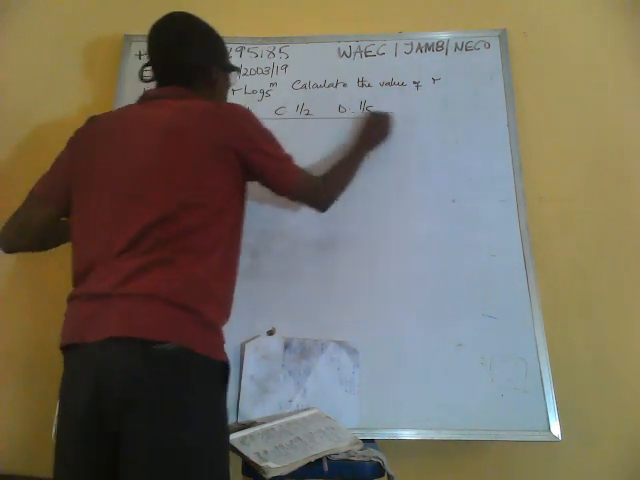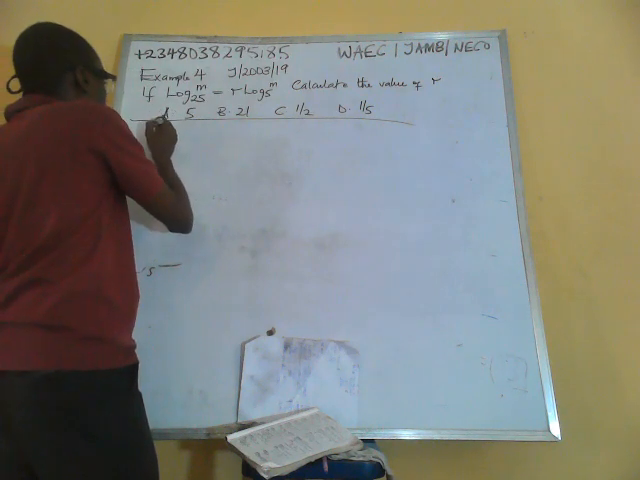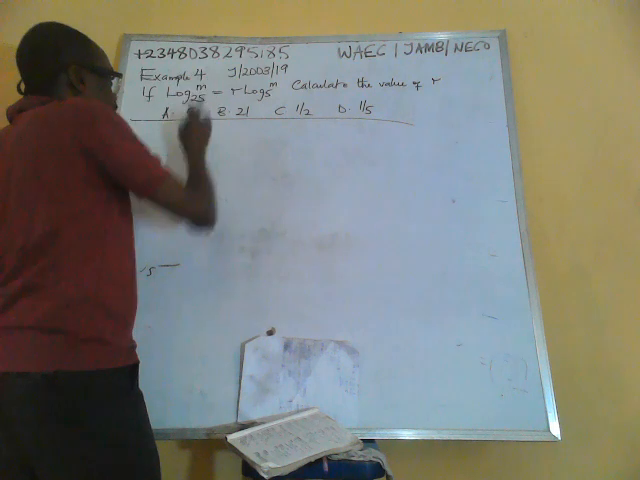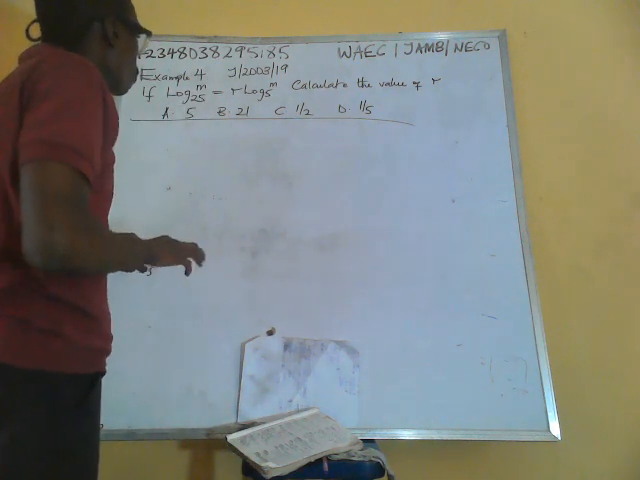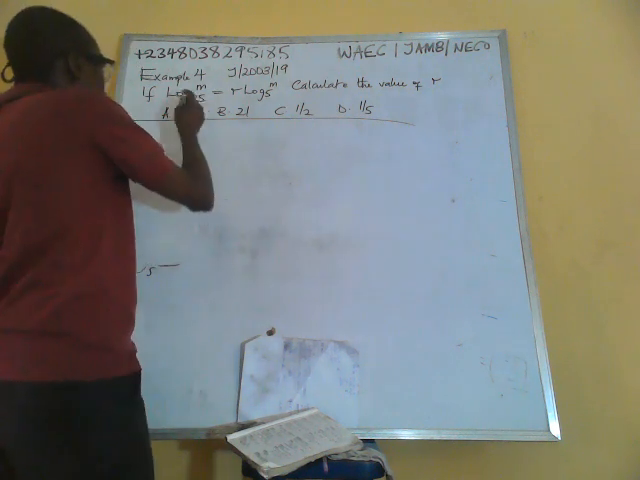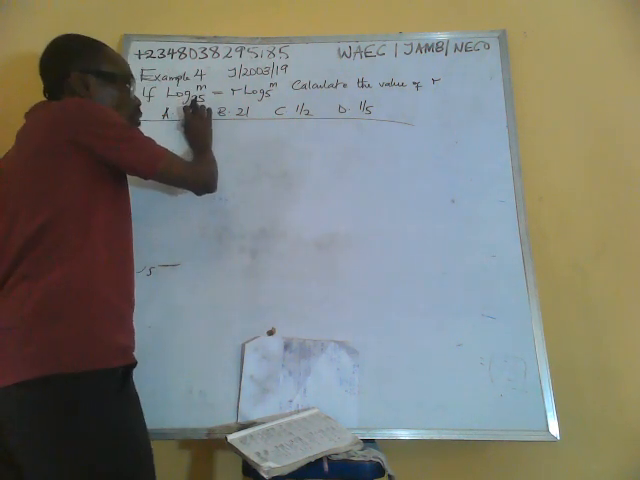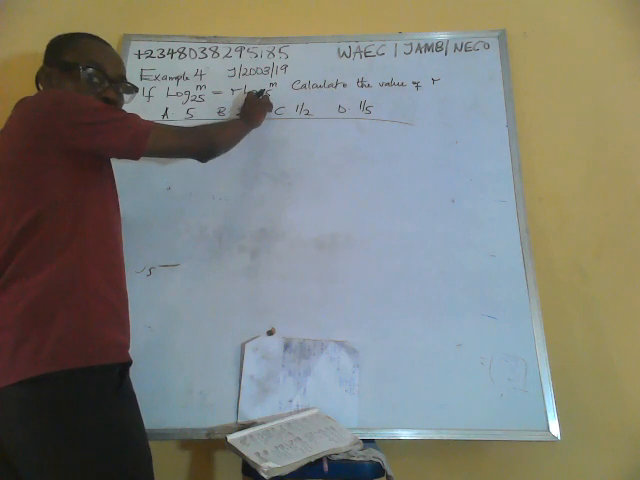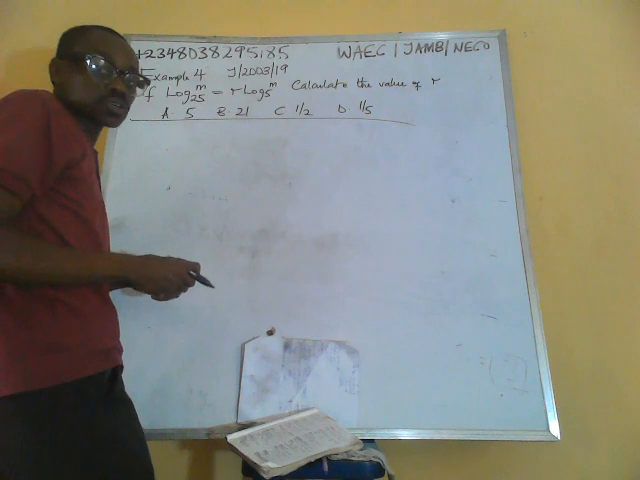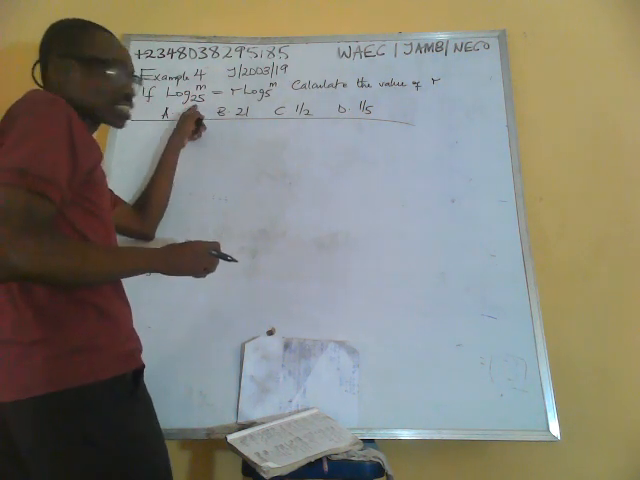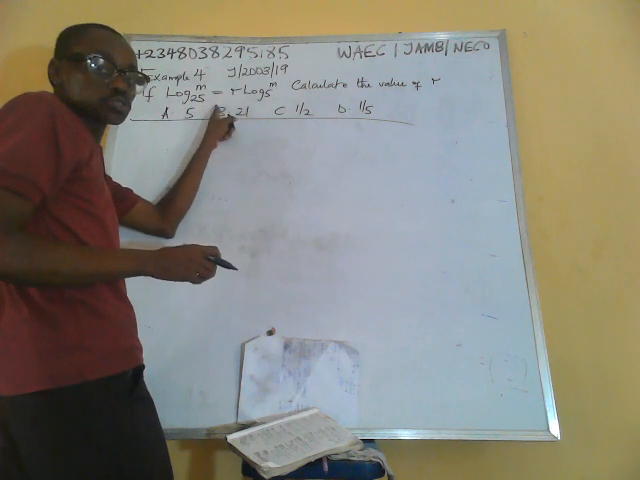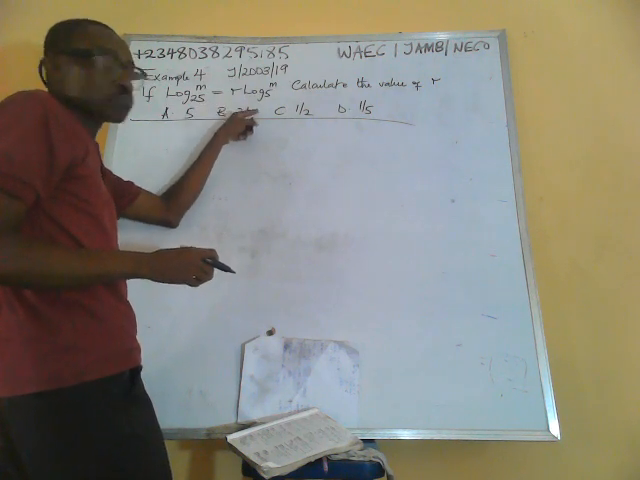We have 25 and 5. We have m and n. So how are we going to proceed to solve this? We know that 25 is the same thing as 5 raised to power 2, and 5 is the same thing as 5 raised to power 1. So we're going to apply the change of base method, and we're going to use 5 as the base in applying our change of base.